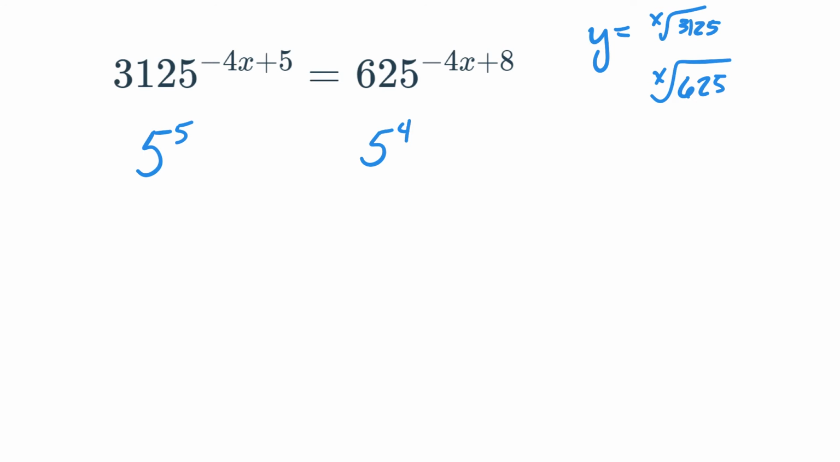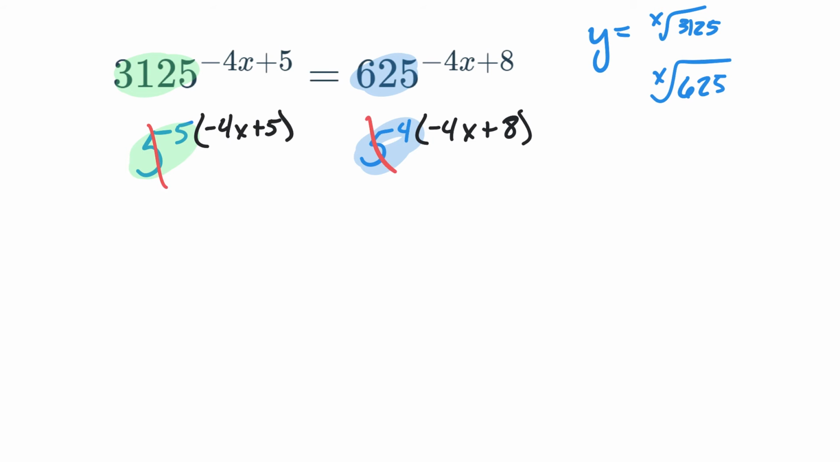I'm going to highlight this for you. This is this. This is this. Now everything else is just going to come down as the powers that they are, with parentheses though. I've got to remind myself that I am multiplying, so this is negative 4x plus 8. So once I've established a common base, I can cancel that common base. So those are going away.